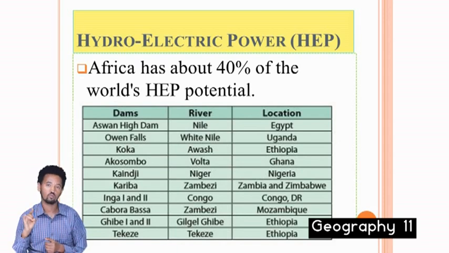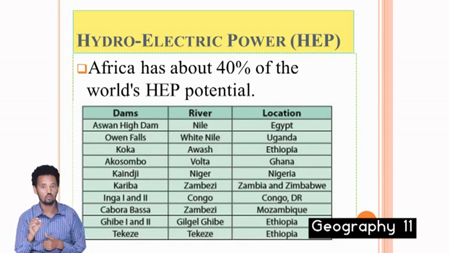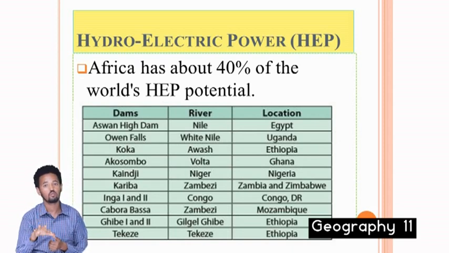Inga 1 and 2, constructed over the Congo, are found in Congo. Gibe 1 and 2, constructed over the Gilgel Gibe, are found in Ethiopia. Tekeze, constructed over the Tekeze River, is found in Ethiopia. These are the dams of Africa.